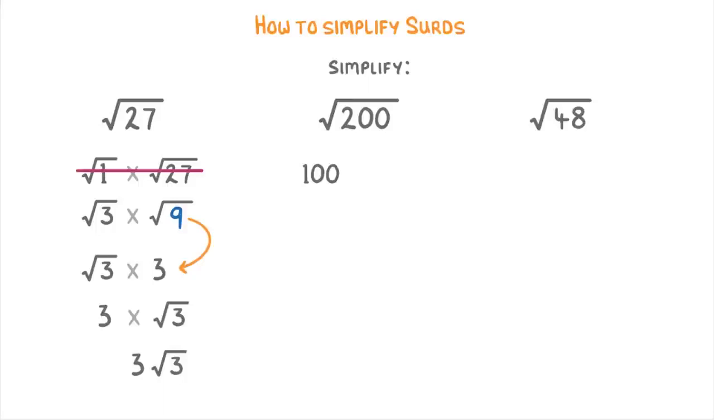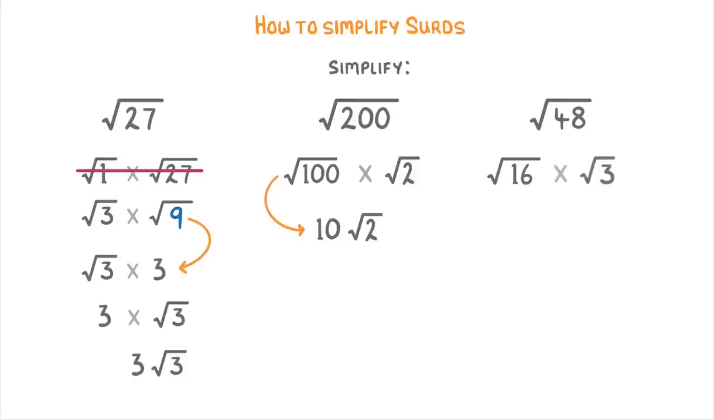So if we go for 100, we'd have to times it by 2 to make 200. So we can rewrite root 200 as root 100 times root 2, which simplifies to 10 root 2, because the square root of 100 is 10. For root 48, the easiest way to do it is notice that it's equal to root 16 times root 3, which we can simplify to 4 times root 3, or just 4 root 3.